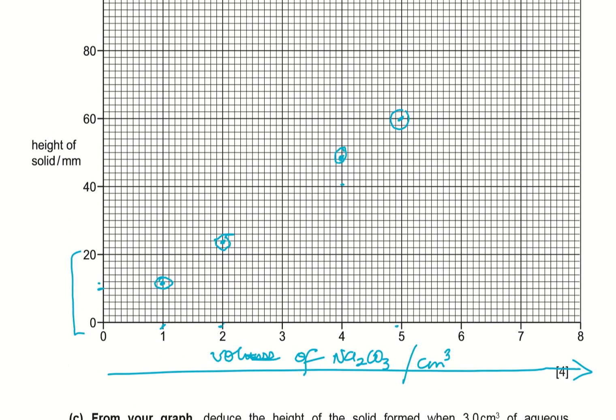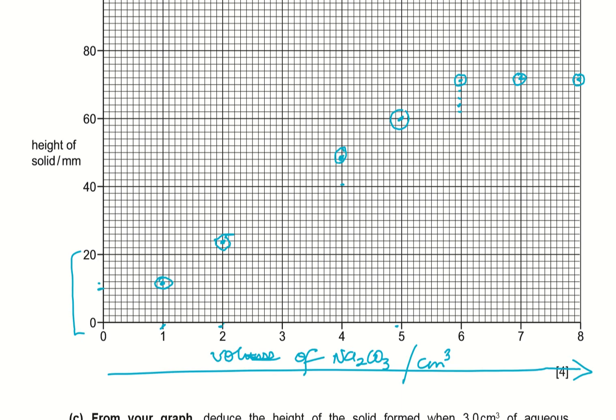Then the next one is 6 centimeter cube, which gives us 73. Okay, this should be 62, 64, 66. This should be 70. This should be 72. Then in between here, it will be 73. Then at 7 centimeter cube, we also have 73. At 8 centimeter cube too, we have 73.